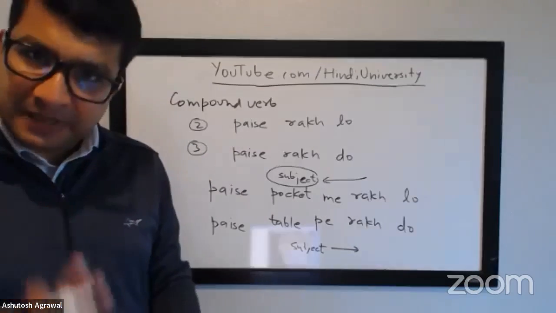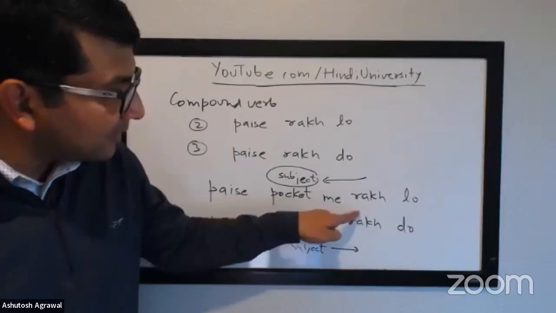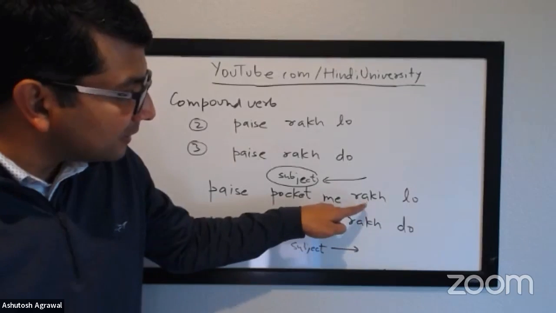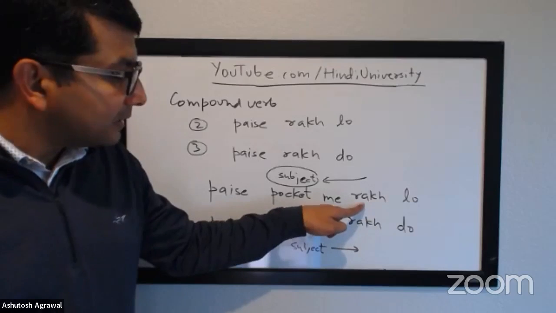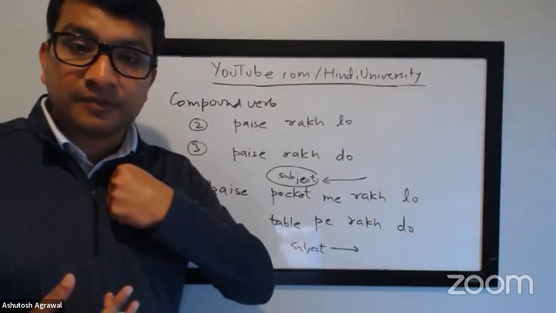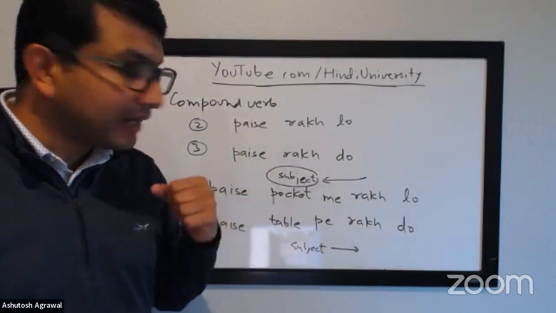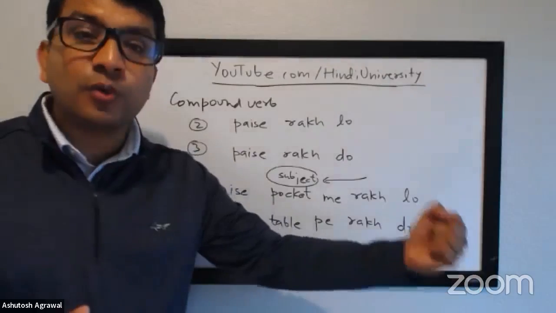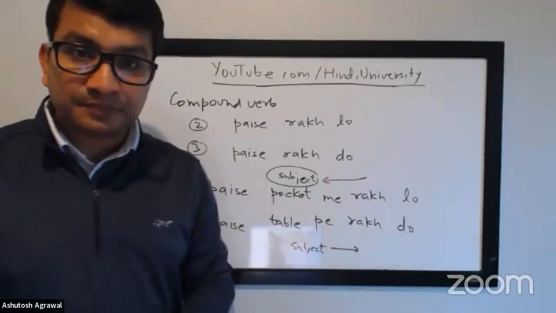Okay, let me explain it further. So what is happening is when you say specific, you're specifying it. Rakh lo is basically the direction of rakhna is toward the user, versus here the direction of rakhna is away from the user. So one is toward the user, one is away from the user.